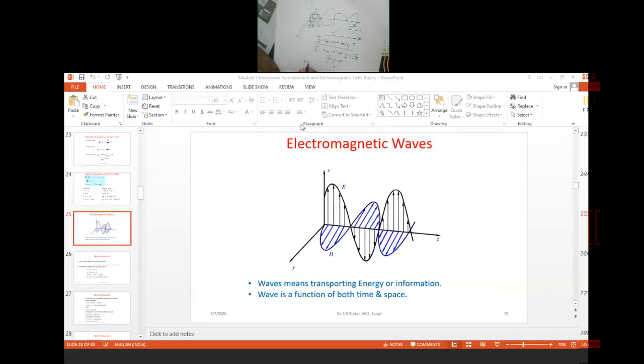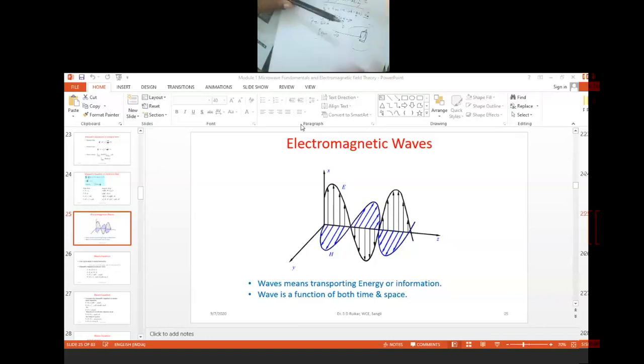For power, the pointing vector P is equal to E cross H. So we get the power radiated in space. For a given particular area, we find that power by integrating E cross H into dS. So we get the power that is perpendicular to this particular surface, that is the pointing vector. It means from a given particular area, we can calculate what power is available for a wave.